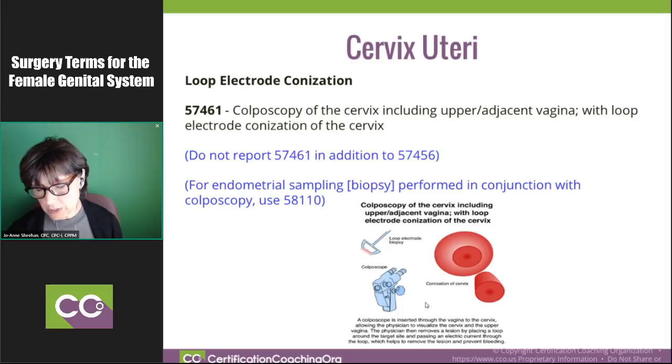That's the scope where the doctor will be looking in with a stream of light. And this is the cervix, and this is what comes out of the cervix in a conization. This is what it looks like. So a colposcope is inserted through the vagina to the cervix, allowing the physician to visualize the cervix and the upper vagina. The physician then removes the lesion by placing a loop around the target site and passing an electric current through the loop, which helps to remove the lesion and prevent bleeding. That's why it's called loop electrode conization, because it's pretty much shaped like a cone.